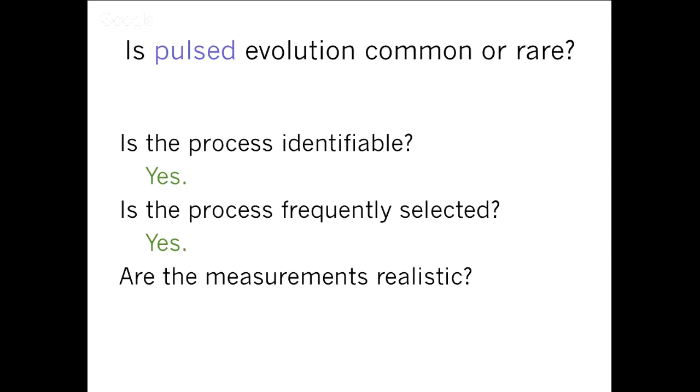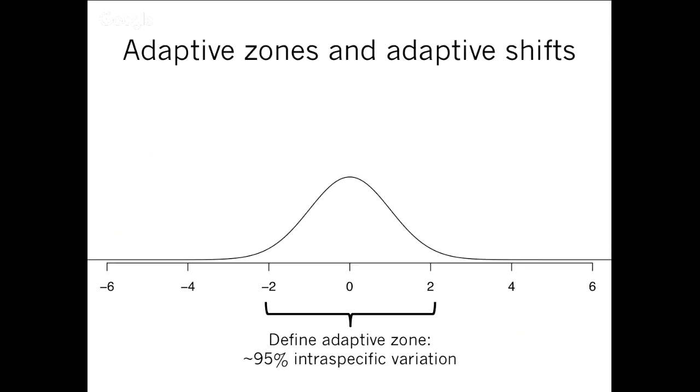Finally, are the measurements realistic? To get at this, we were interested in asking whether our rate of pulses coincides with previous estimates for rates of pulses. To do this, we defined an adaptive zone as an interval containing approximately 95% of the interspecific variation. This is that E parameter, that yellowish normal distribution that I showed earlier in the talk. And so we wanted to ask how often do adaptive shifts occur?